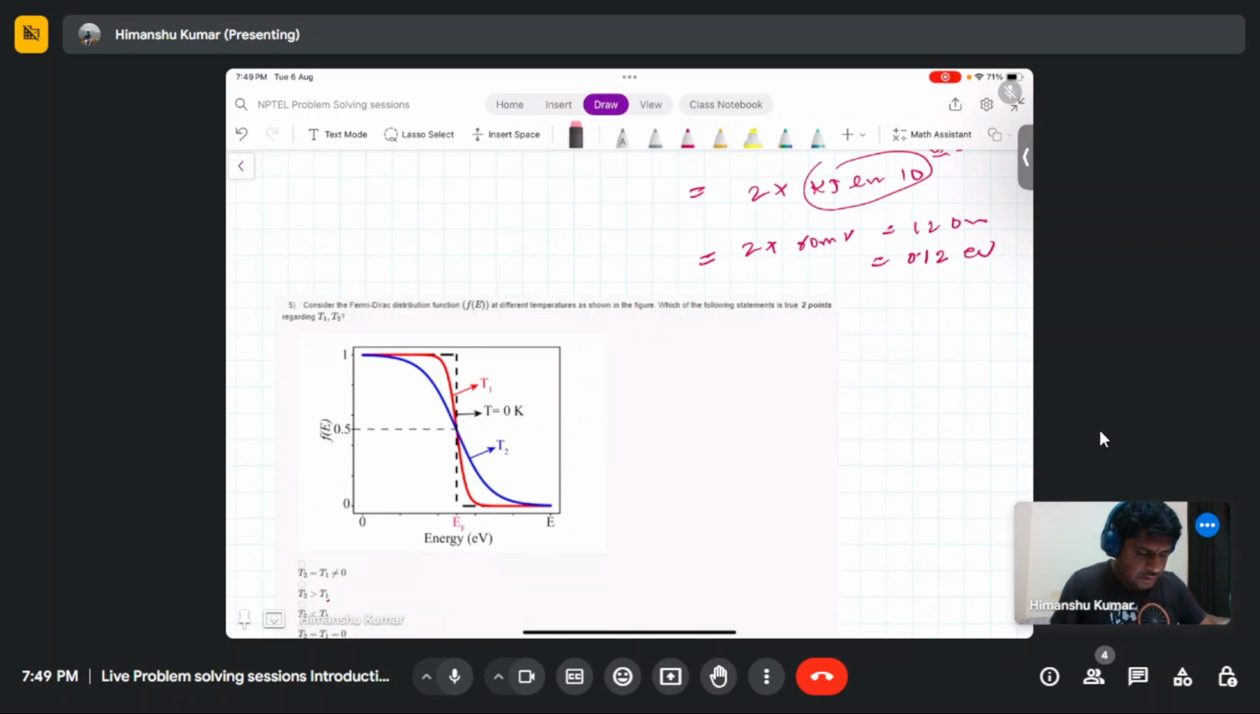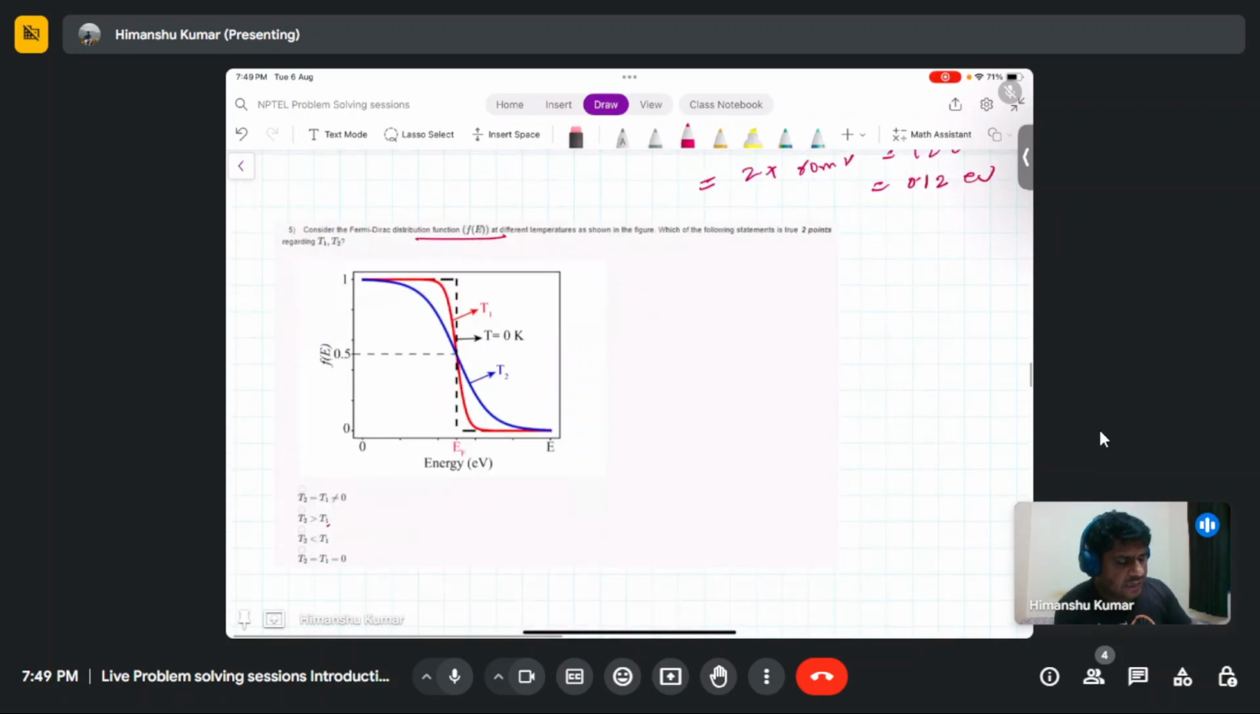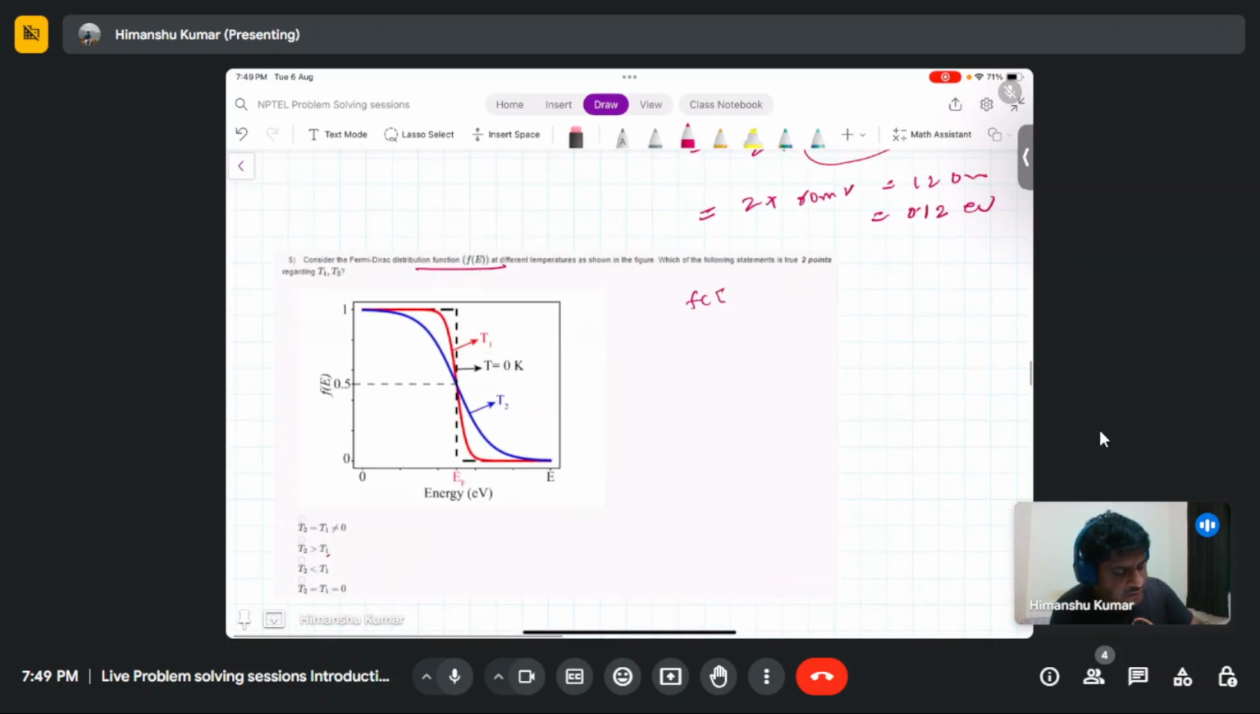So consider the Fermi-Dirac distribution function f(E) at different temperatures. Which of the following statements is true? So the Fermi-Dirac distribution f of E is given as 1 over 1 plus exponential of (E minus Ef) by kT.